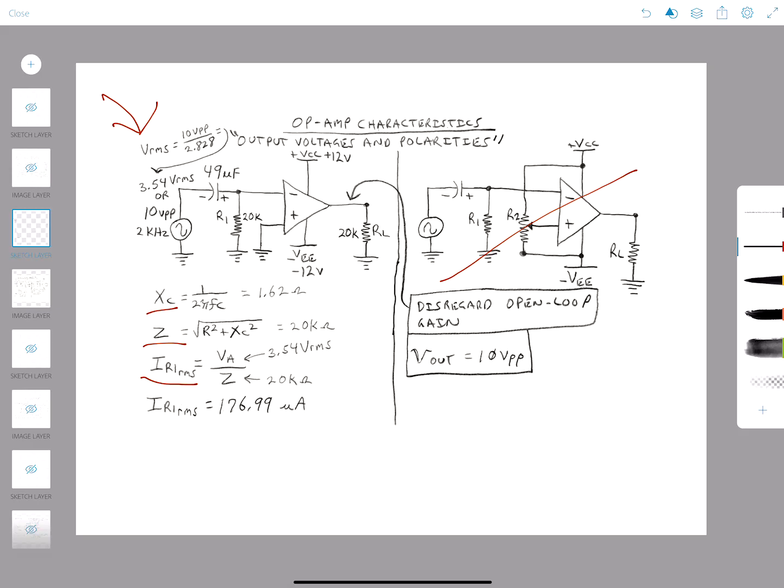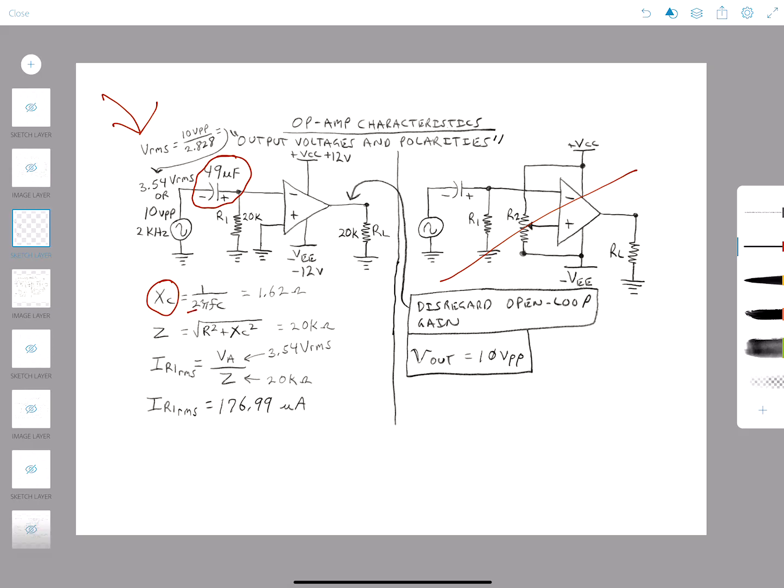You should have had a little bit of this already in the past, but this X of C is what we call the capacitive reactance. In other words, what is the resistance of this 49 microfarad cap in this circuit. This one's pretty straightforward. All we're doing is our formula is going to be based on the frequency and the capacitance.